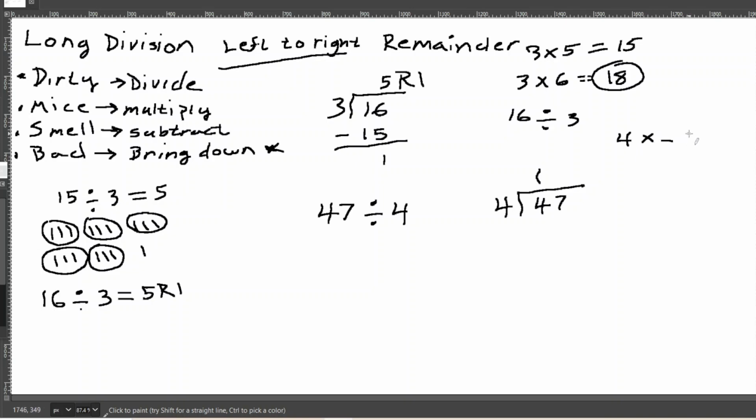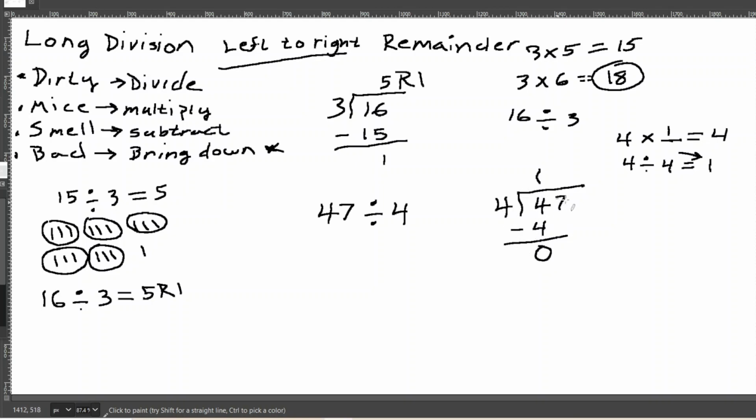4 times what equals 4? Well, 1, right? Or the other way to look at it is 4 divided by 4, right? That equals 1. So now we would multiply. We divided, we fit it in. 1 into 4 becomes 4. We subtract, we get 0.